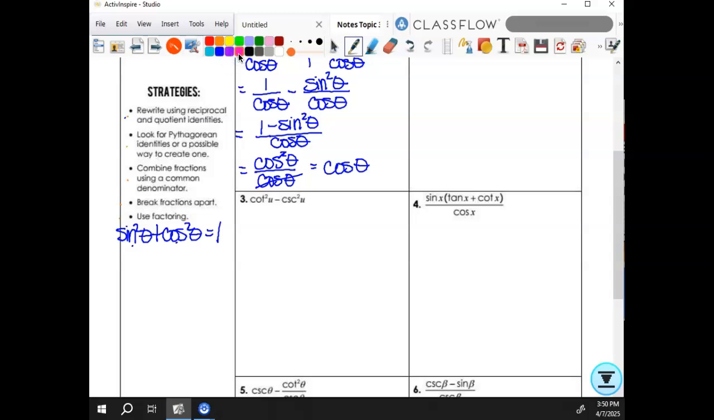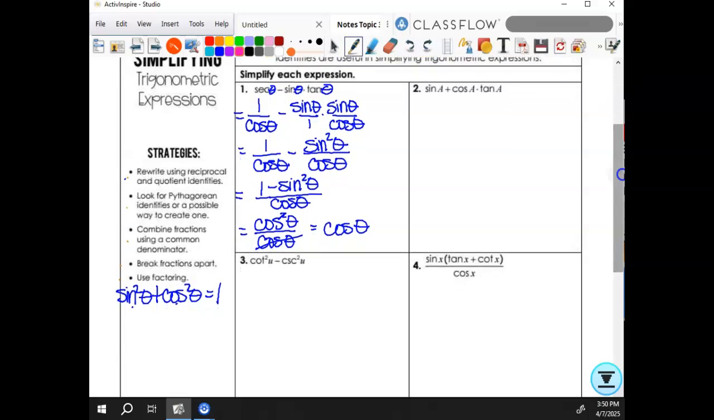All right, let's look at number 2. I've got sine, cosine, and tangent in here. So again, I'll go with my quotient identity and make this into sine over cosine. This is going to give me sine of A plus cosine of A times sine A over cosine A.